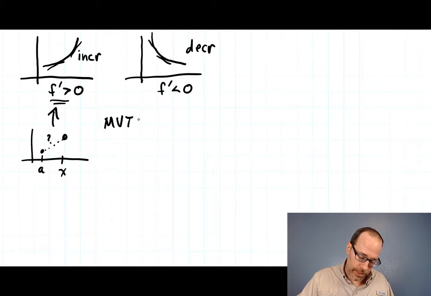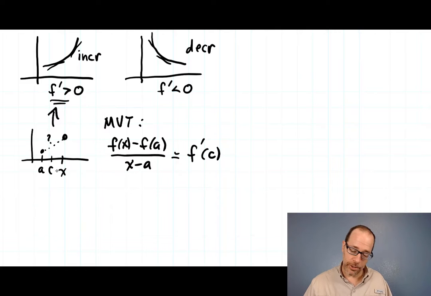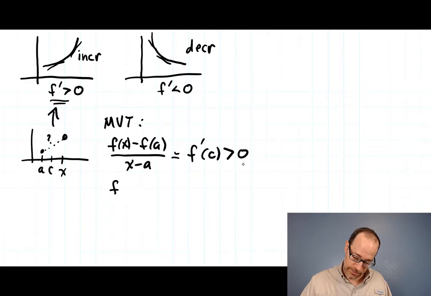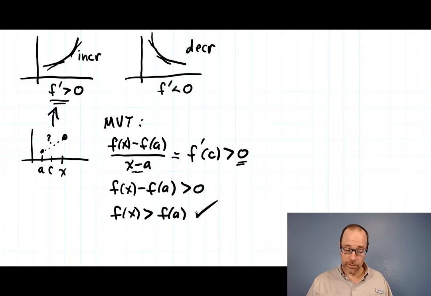The mean value theorem here says that f of x minus f of a all over x minus a is f prime at c for some c here in the middle. Well, under this assumption that the derivative is bigger than 0, then this number is bigger than 0. So if we multiply both sides by the x minus a, we'll get f of x minus f of a is bigger than 0, which tells us that f of x is bigger than f of a, which meant that the graph really did go up.